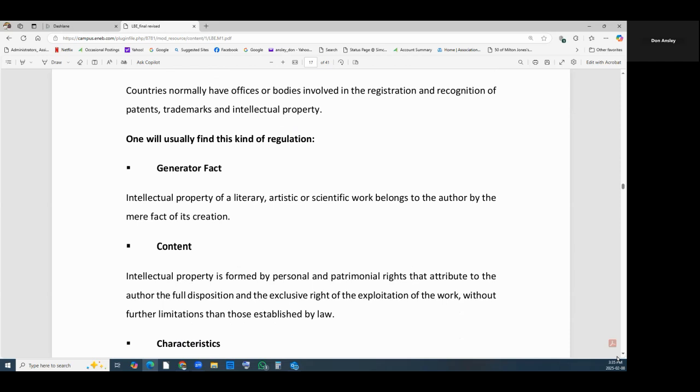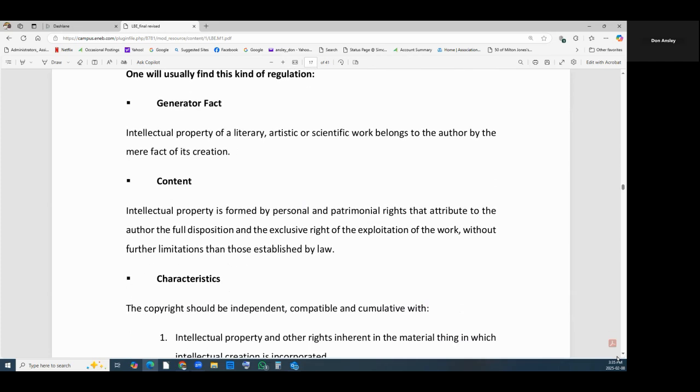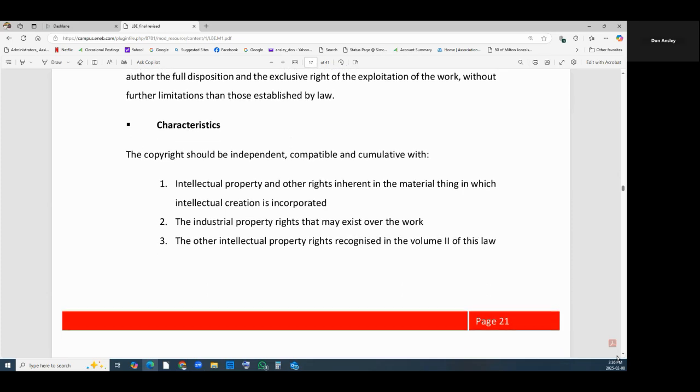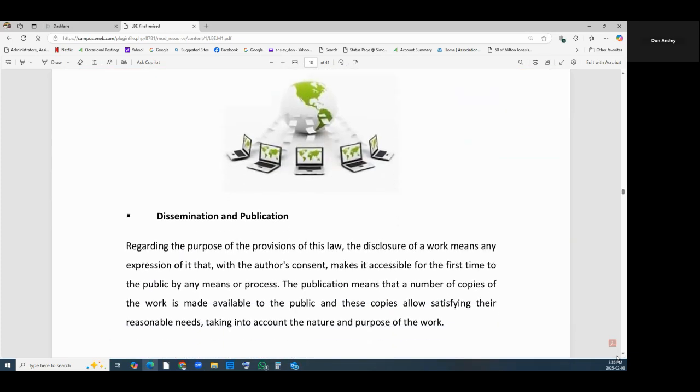In fact, the intellectual property of a literary, artistic, or scientific work belongs to the author by the mere fact of creating it. The content of intellectual property is formed by personal or patrimonial rights that attribute to the author the full disposition and the exclusive right of the exploitation of the work without further limitations than those imposed by law. Characteristics. The copy should be independent, compatible, and cumulative with intellectual property and other rights inherent in the material in which the intellectual creation is incorporated. The industrial property rights that may exist over the work and the other intellectual property rights recognized in Volume 2 of this law. Dissemination and publicity.